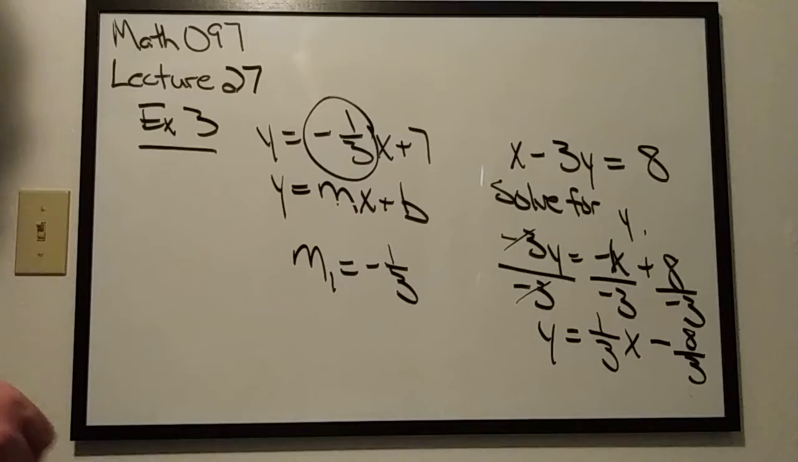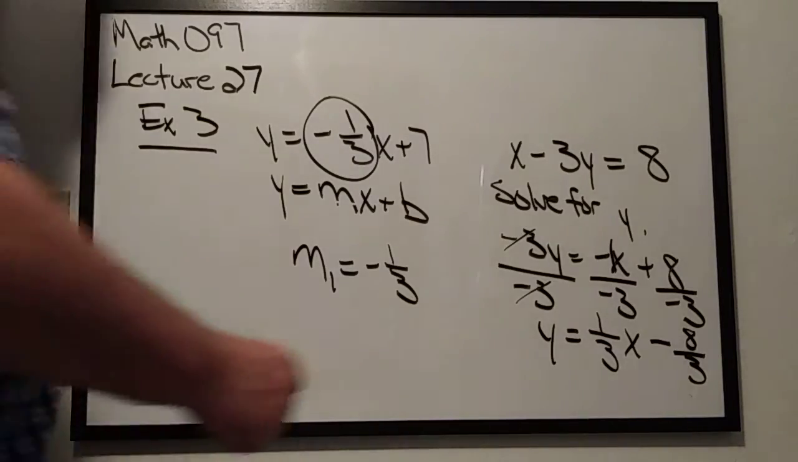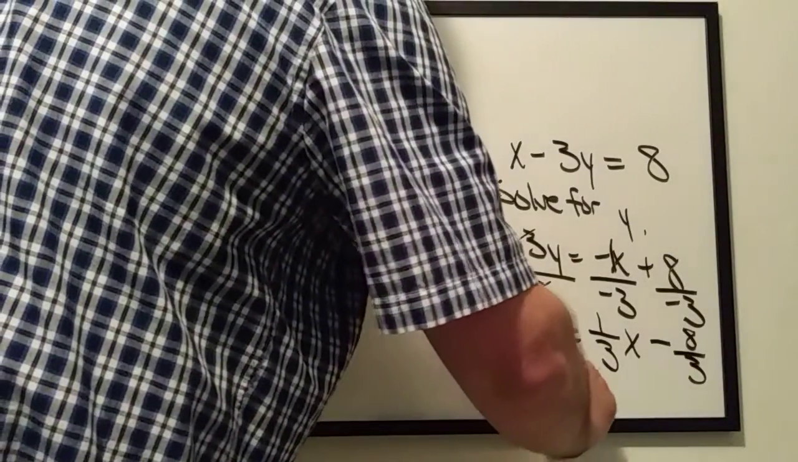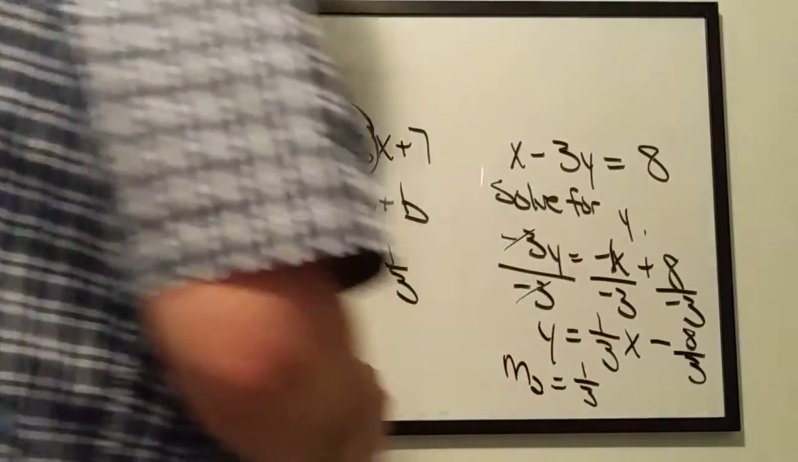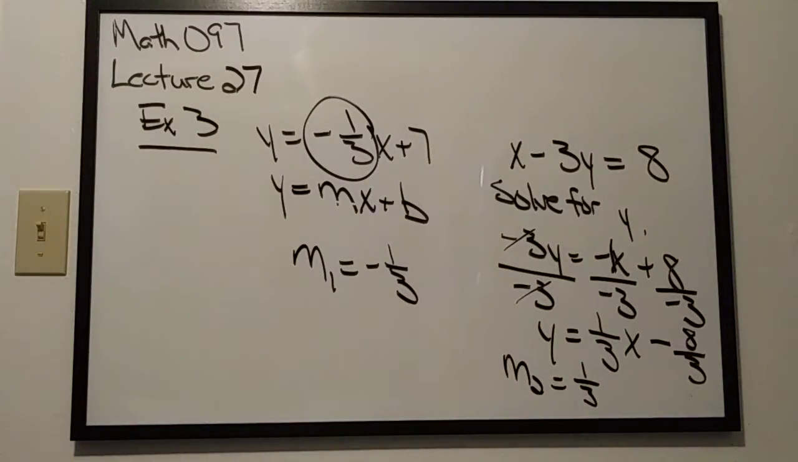So now, as I look at my second line, the slope of my second line is going to be 1/3. So now that I have the slope of my second line, I can answer the question that was requested. Are these two lines parallel? No, because the slopes aren't equal. Are these two lines perpendicular?